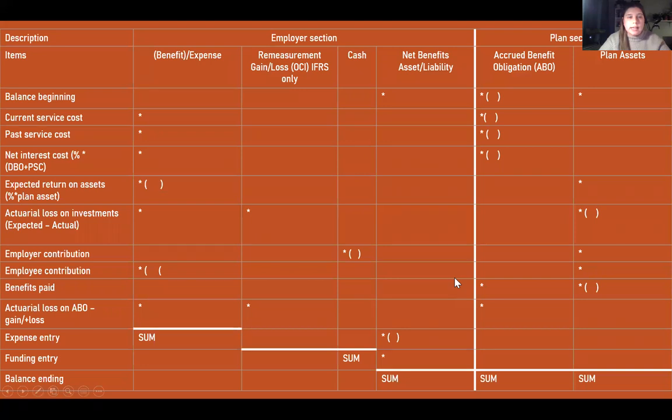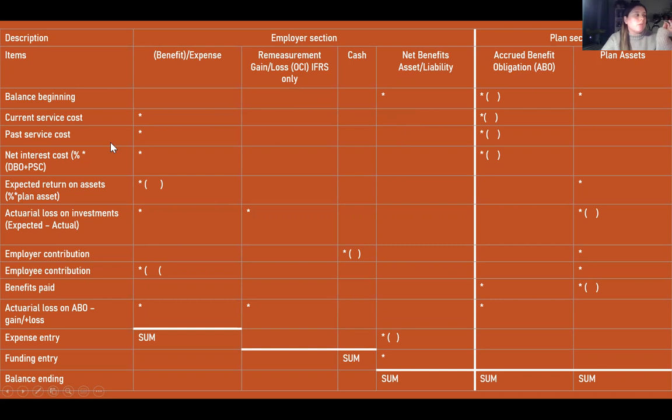So all of that to say, this is the most important slide of all. Basically, that's how we calculate our balances for the ABO and the plan assets. That's how we calculate the expense, the OCI if it's under IFRS, and everything. How this works, normally you're going to get in the problem a bunch of facts about the company's defined plan, and you're going to fill in the blanks. Most of the accounts here are going to be given to you.